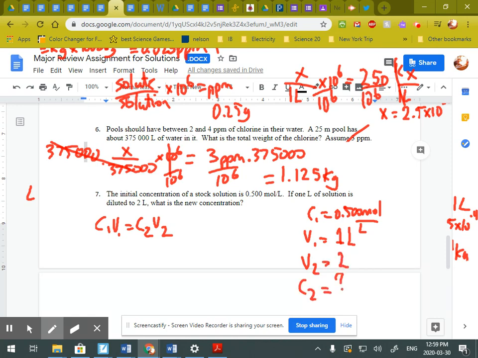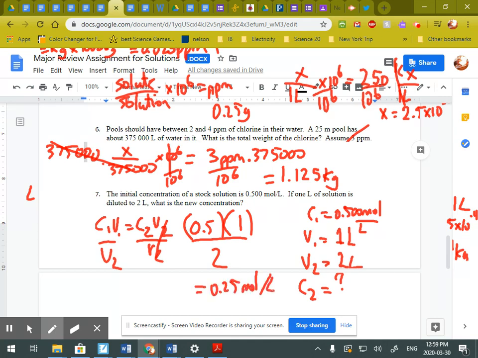Now, if you remember from the videos earlier in this week, we're going to solve by dividing both sides by V2. If you double the volume, you halve the concentration. Let's see if that checks out. 0.5 is our C1. 1 is our V1. Our V2 is 2 liters. So 0.5 times 1 divided by 2 gives us 0.25. So by doubling the volume, we've halved the concentration.